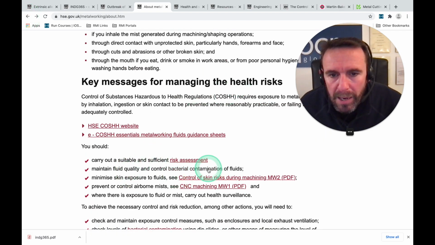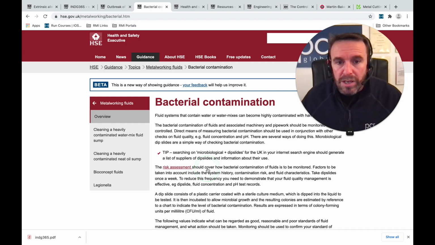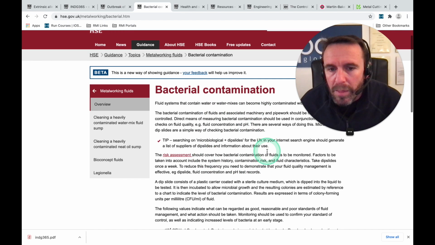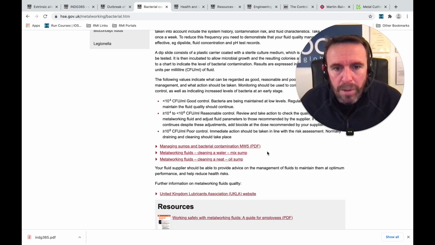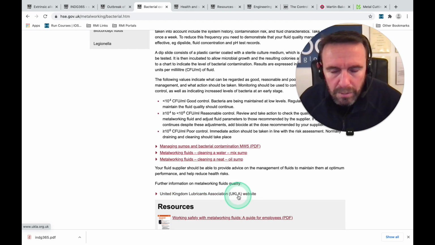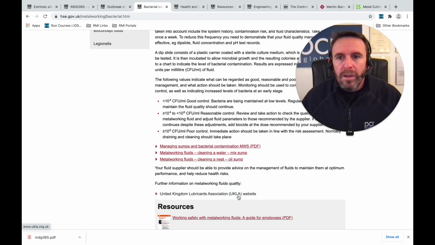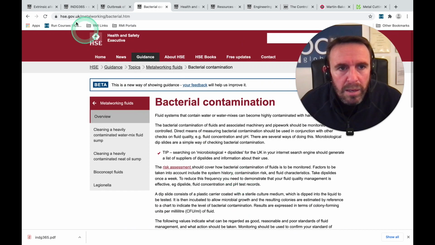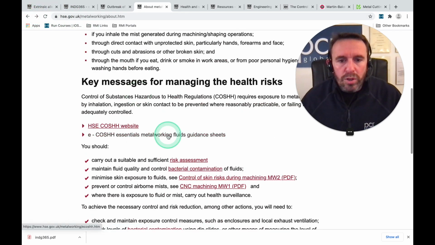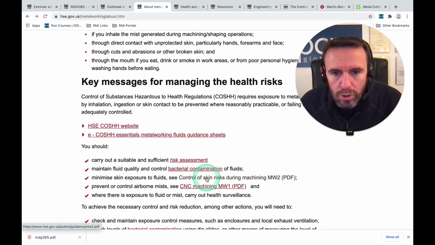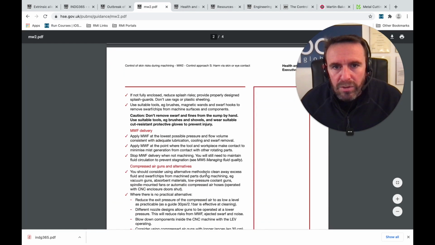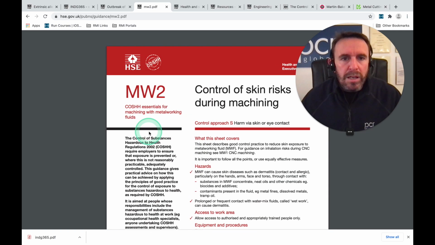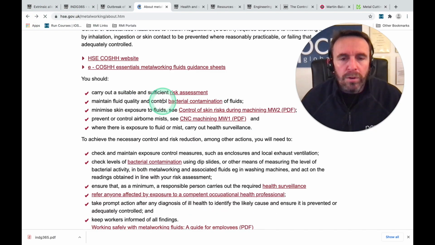But we do have bacterial contamination, and it really talks deep there about the bacterial contamination and gives us the extra information and links through, like the United Kingdom Lubricants Association. We're looking at a little bit more depth further on. But again, this page is a good page to work from. Control of skin risks, again, linked through to the essentials. So really important, very good part of the website.